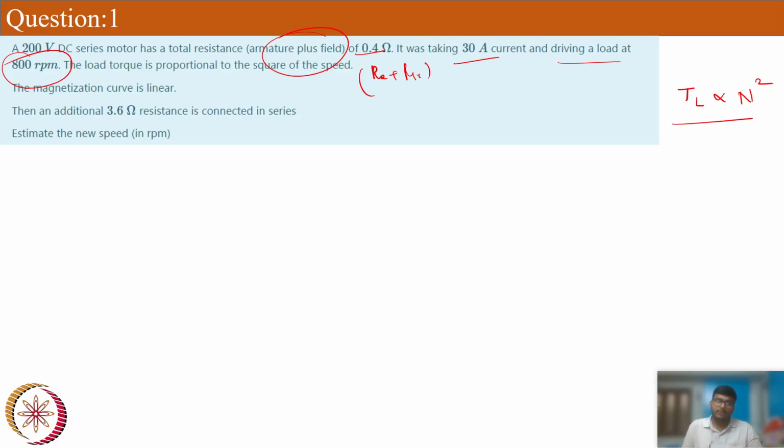So what happens when you are connecting additional resistance? It means the drop will be more. Obviously, the speed should decrease. We will see how much, but this is just a hunch: with the given data, an additional resistance has been added to the circuit, and your speed should decrease. And we will see how we are going to find it. Now let's see.